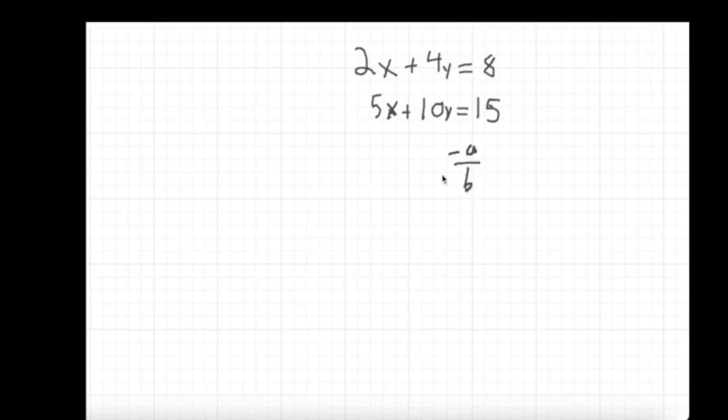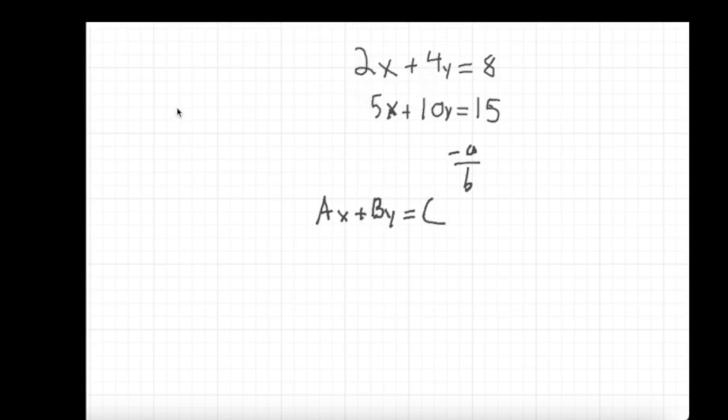So what are a and b here? Well, if you know standard form, then you know that standard form is represented by the formula ax plus by equals c. What this means is you have the x value and the y value, and a number modifying the x value and a number modifying the y value. And then you have the constant, which is 8 and 15 in this instance. A in both equations are 2 and 5, and B is 4 and 10.